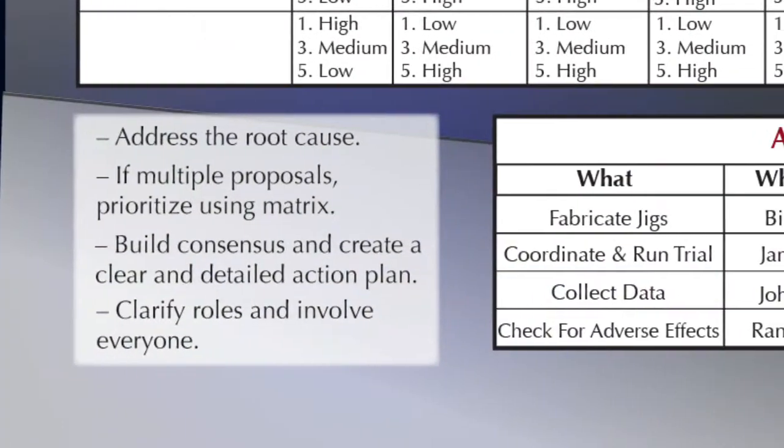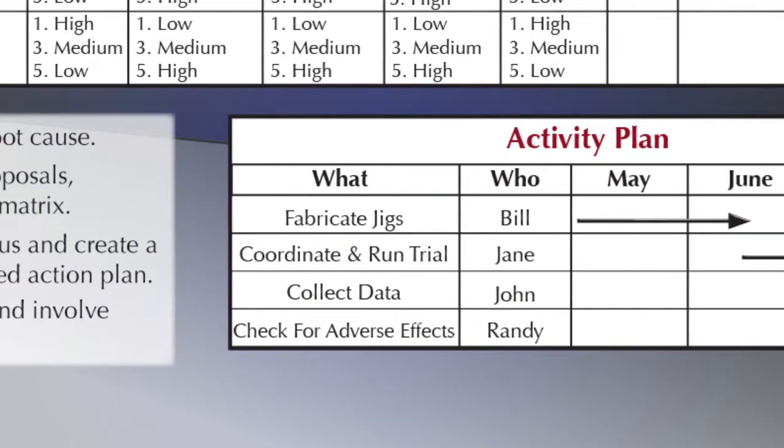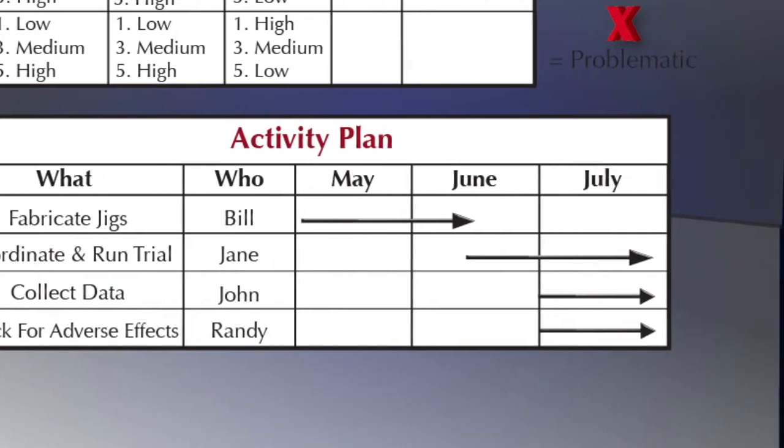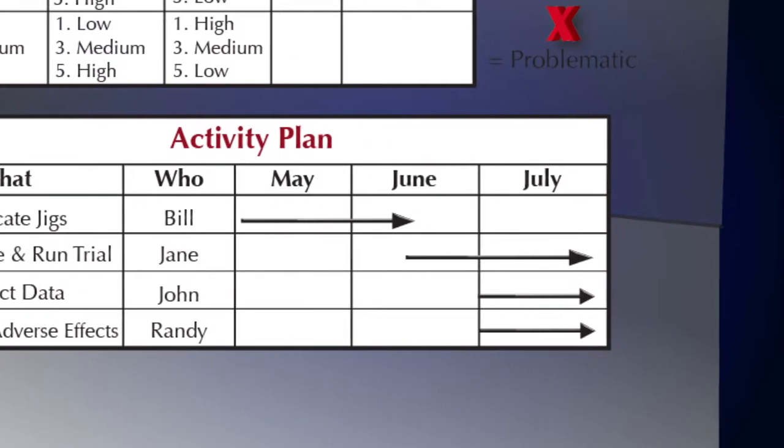Then, total up the score for each possible countermeasure, and the highest score should then be looked at first for your countermeasure. Once you have selected a countermeasure, build a consensus amongst your team and create a clear and detailed action plan. Clarify roles and involve everyone.